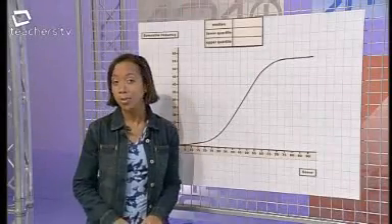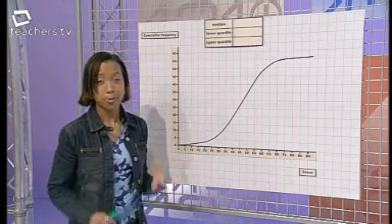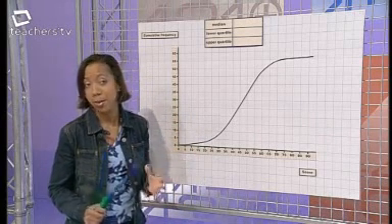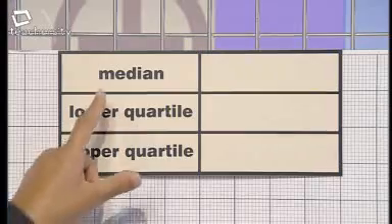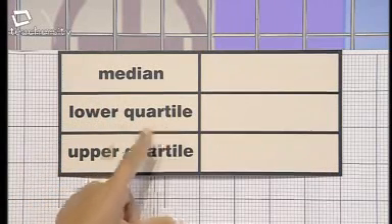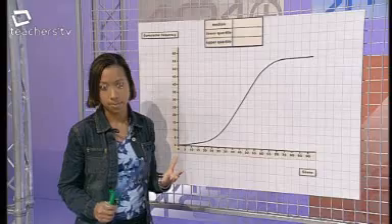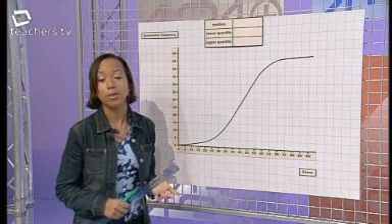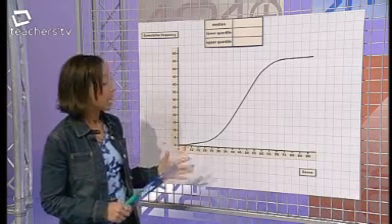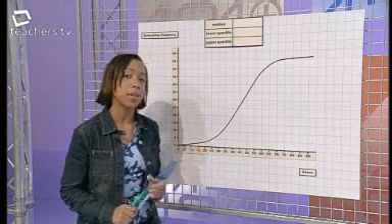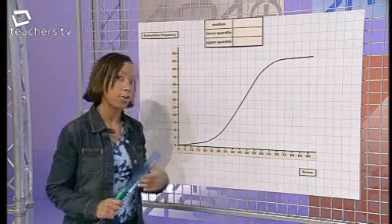This is Jamie's cumulative frequency graph. Now, 3 of the things you'll be asked to estimate from a graph like this are the median, the lower quartile, and the upper quartile. The median is the middle value of your data. In this example, it's the score which half of the competitors exceed and half don't reach.